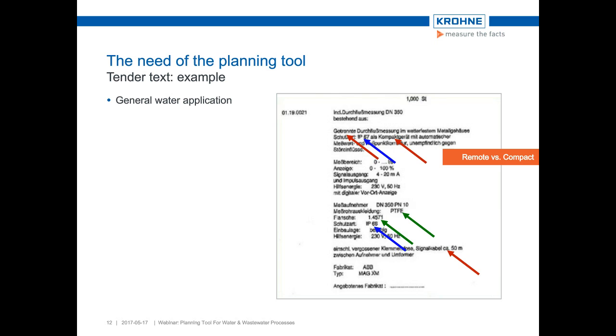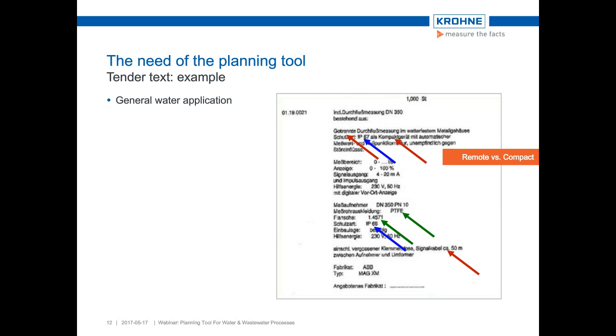Unfortunately, this is in German language, but anyway, I think you can get the point by reading the colored arrows. For example, the red colored arrow shows one of the conflicting tender text passages. On the one hand, a remote version is required, and on the other hand, a compact version. As you can see here, compact version and remote version. And on the other hand, they ask for 50 meters of cable. So what do they want, a compact version or a remote version?